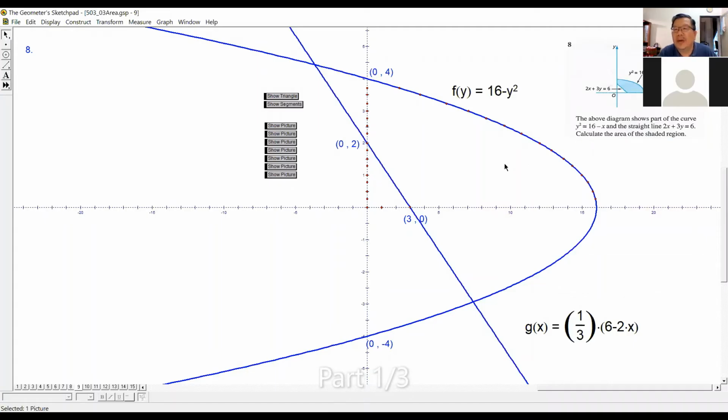Today we are going to look at this question number 8. The above diagram shows part of the curve. I better get this thing ready. Where is it?